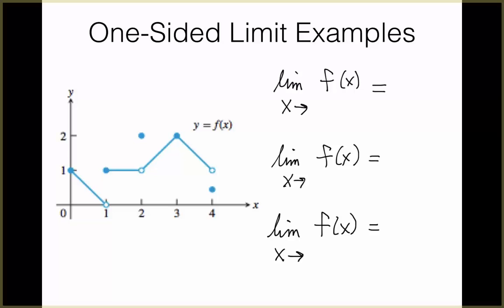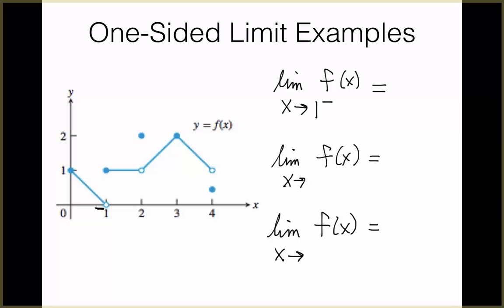Now let's consider the behavior of f as x approaches 1. As x approaches 1 from the left, we would look at the graph of the function for values of x slightly to the left of 1. So we're talking about values along the x-axis here, slightly to the left of 1.